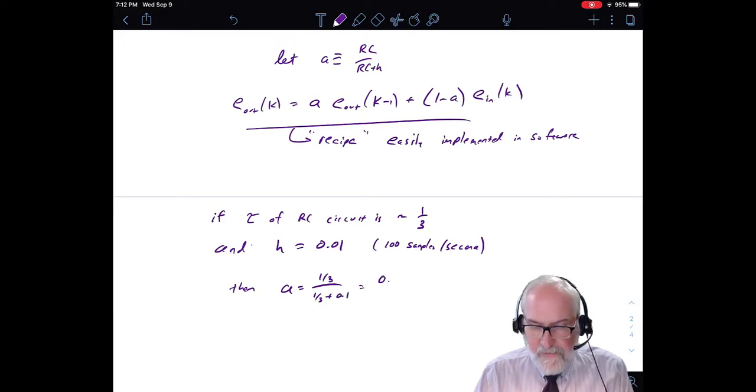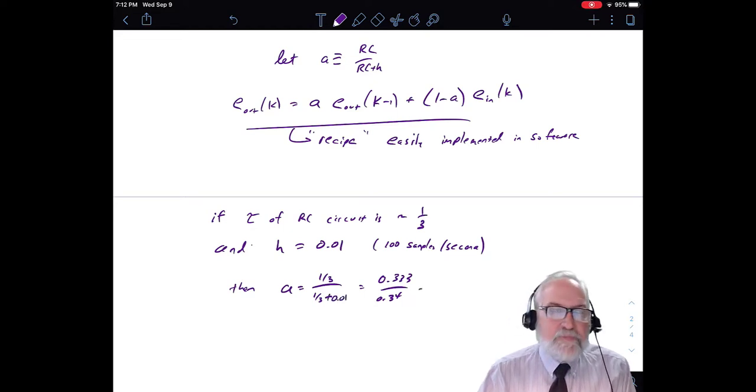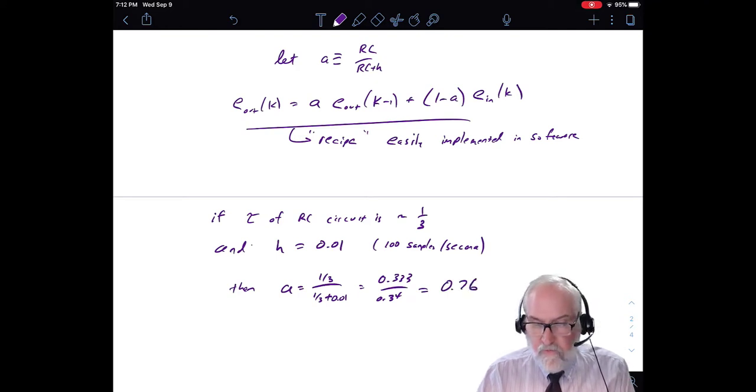We get 0.3 over 0.34. I made a little mistake there, corrected it. It's 1/3 plus 0.01, which is what h is. There we go. And just do the division, and you get about 0.76, which means that 1 minus a, the other coefficient, will be 0.24, and you've got this very simple equation.